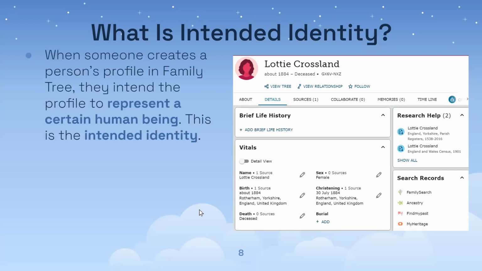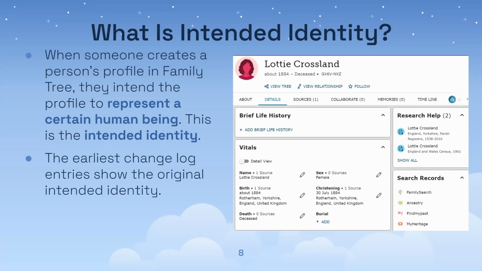But the thing is, every time somebody creates a profile, they virtually always know what human being it's supposed to represent. So we're going to use a term for that. We're going to call that intended identity. And the reason that that's important is that in a shared tree, when people come along with the best of intentions and might do a bad merge or put a wrong birth date in or whatever, the intended identity, that original purpose of the profile, can get lost or changed.